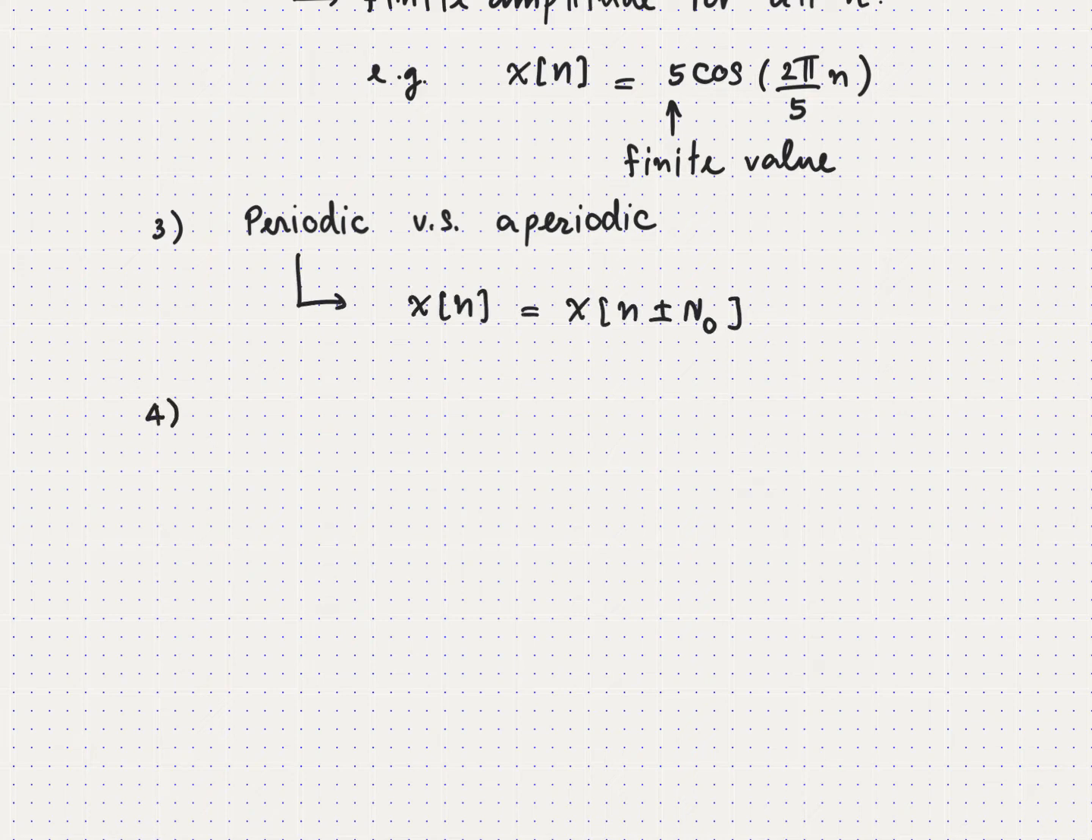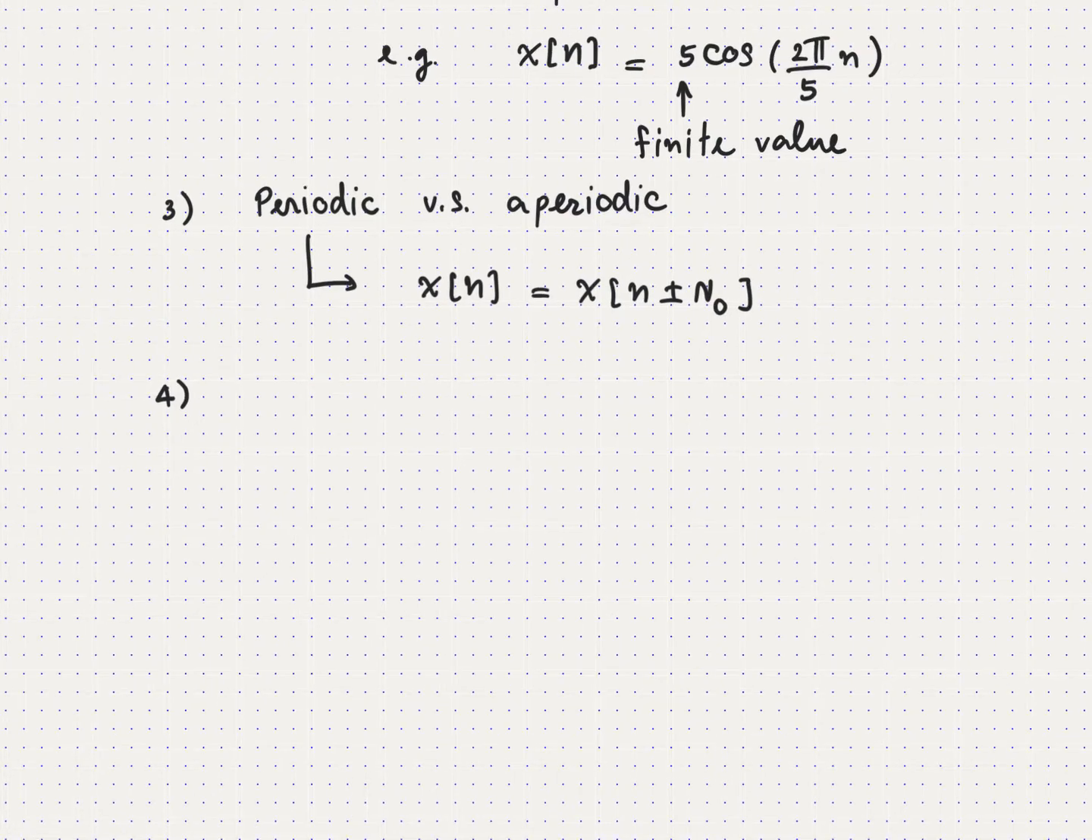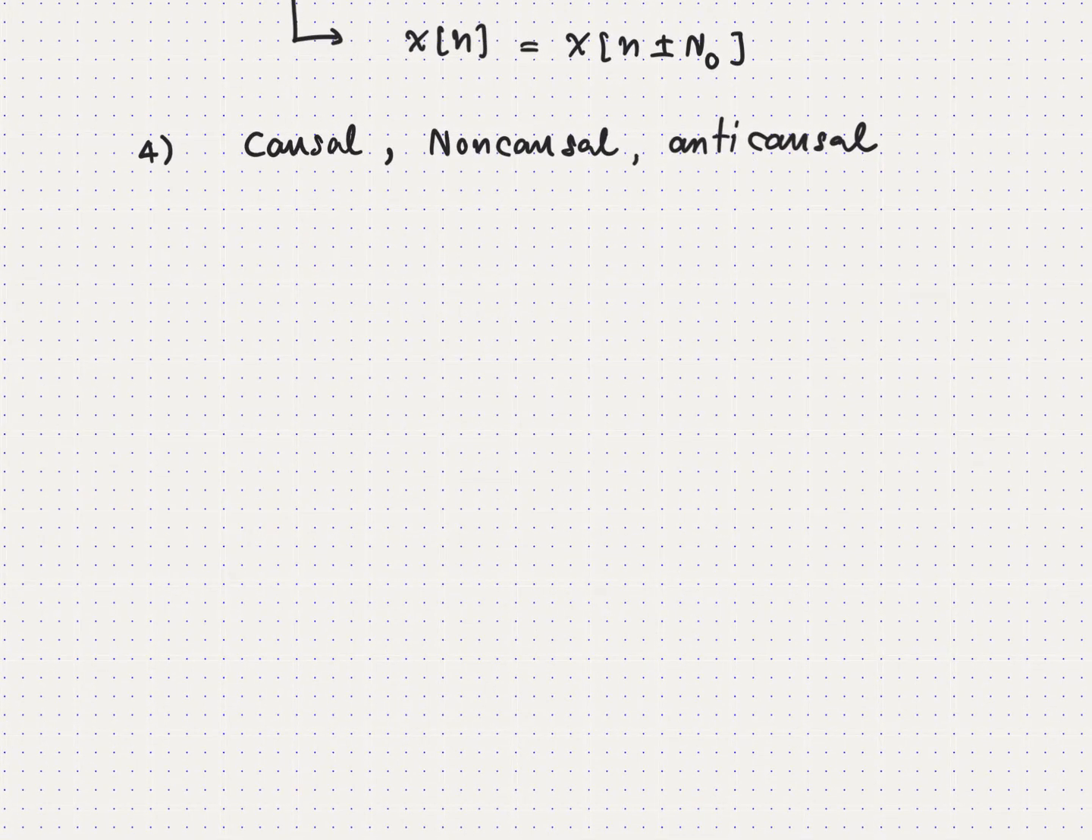Number 4, you could also classify the signal by looking at its energy, or maybe in some other ways. The next one, sometimes we look at the signal by its causality. So we use the terms causal, non-causal, and anti-causal. These three words have significant differences.